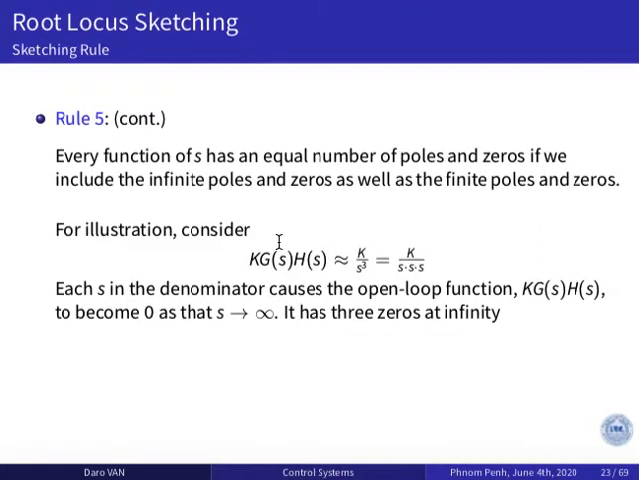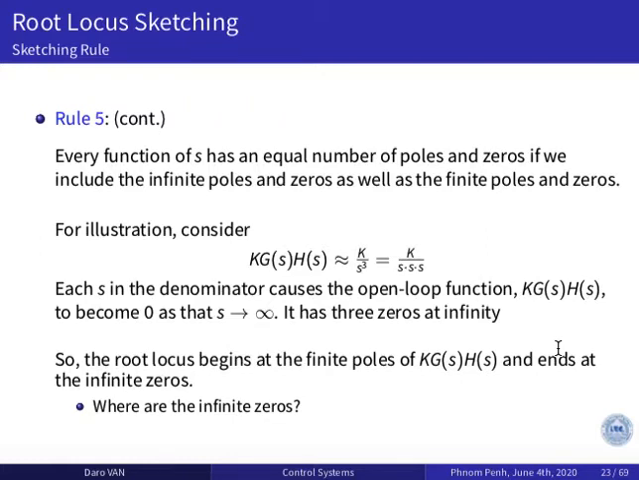And for illustration, let's consider this KG(s)H(s), approximately K over s to the power of 3, given like this. So each s in the denominator causes the open loop function to become 0 as s approaches infinity. So you can conclude that it has 3 zeros at infinity.